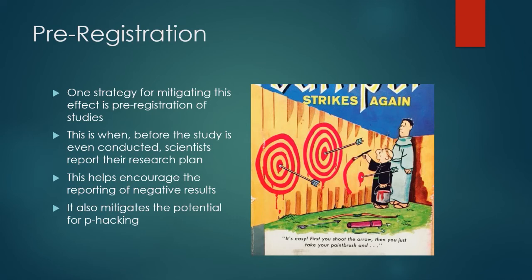And by pre-registering the methods you plan to use, it mitigates another worry that we talked about, which was p-hacking. P-hacking is where it's not just that you run the experiment over and over until you get the result you want, you run different types of analysis until it shows a statistically significant result. So this child is saying, it's easy. First you shoot the arrow, and then you take out your paintbrush, and so this is essentially the worry, right?